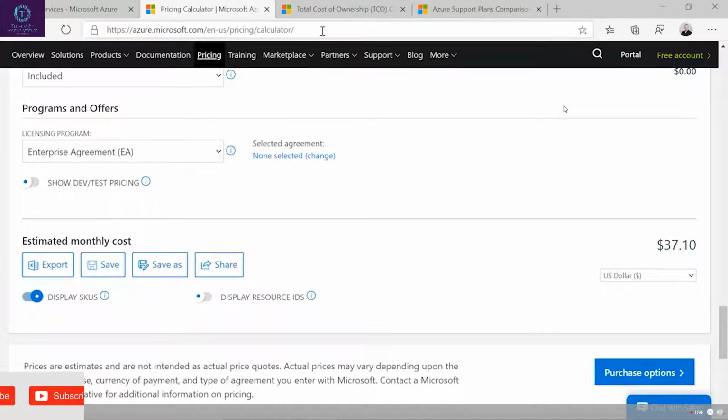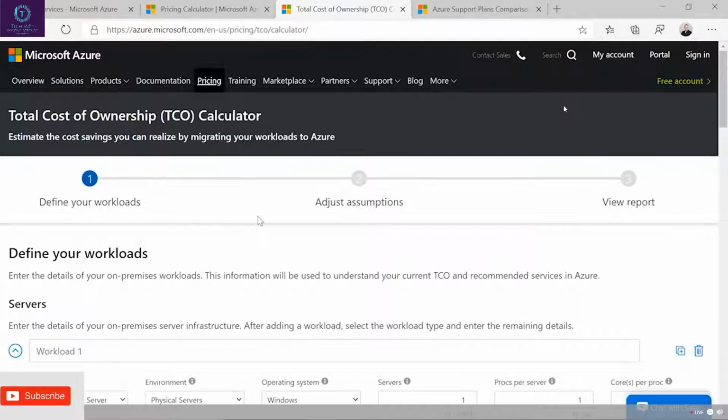Oh, actually, you know why I'm here? We're not going to switch back. I just want to cover the total cost of ownership calculator real quick.